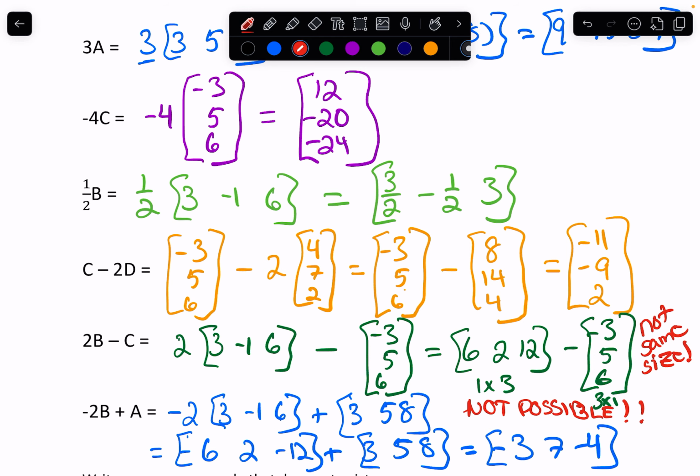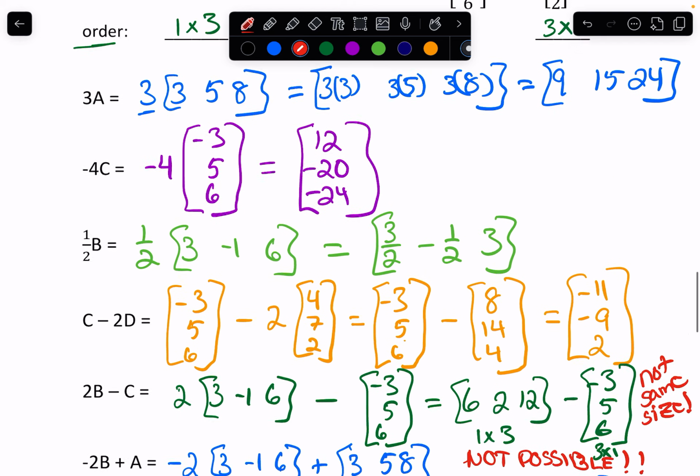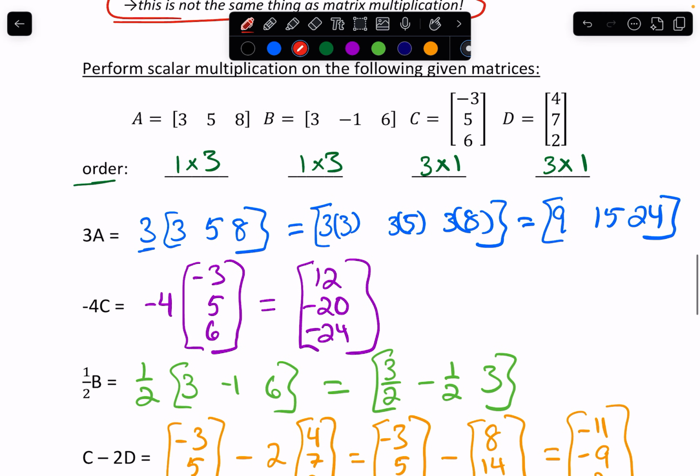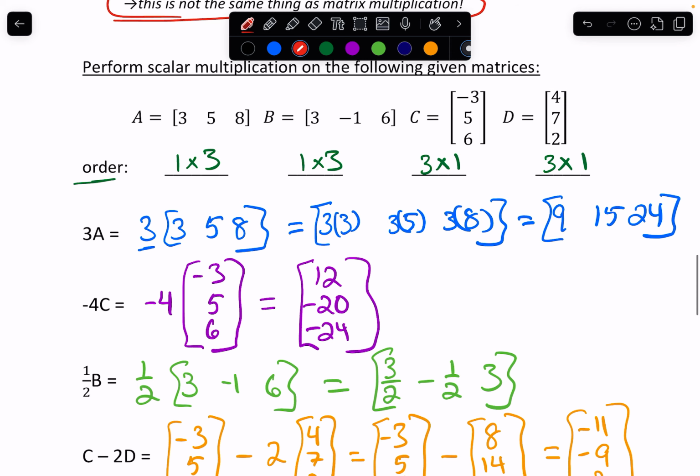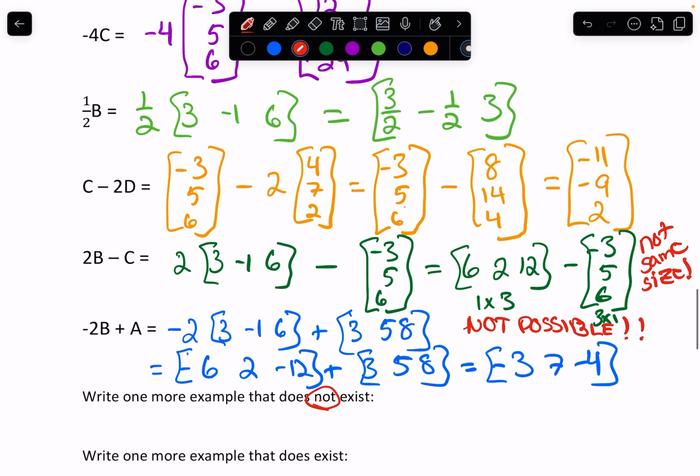Okay, write one example that does not exist. Looking at our matrices up here, A, B, and C, what would not exist? One example would be to add or subtract matrices that are not the same size. For example, I could do 2 times matrix A plus 3 times matrix C. Matrix A is 1 by 3 and matrix C is 3 by 1, so not the same size.